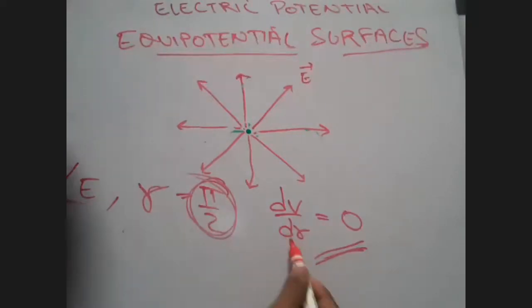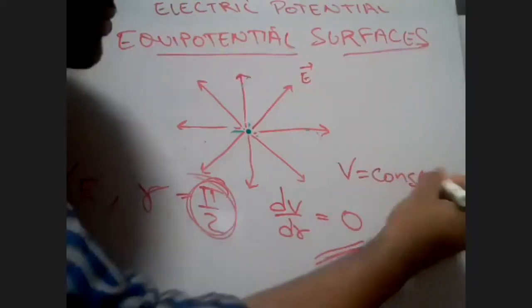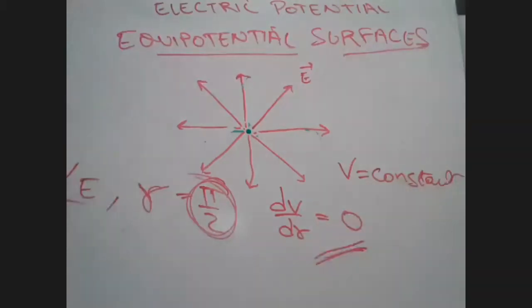What it simply means, rate of change of potential equal to 0 means the potential is not changing. So dv by dr equal to 0 means V is constant.